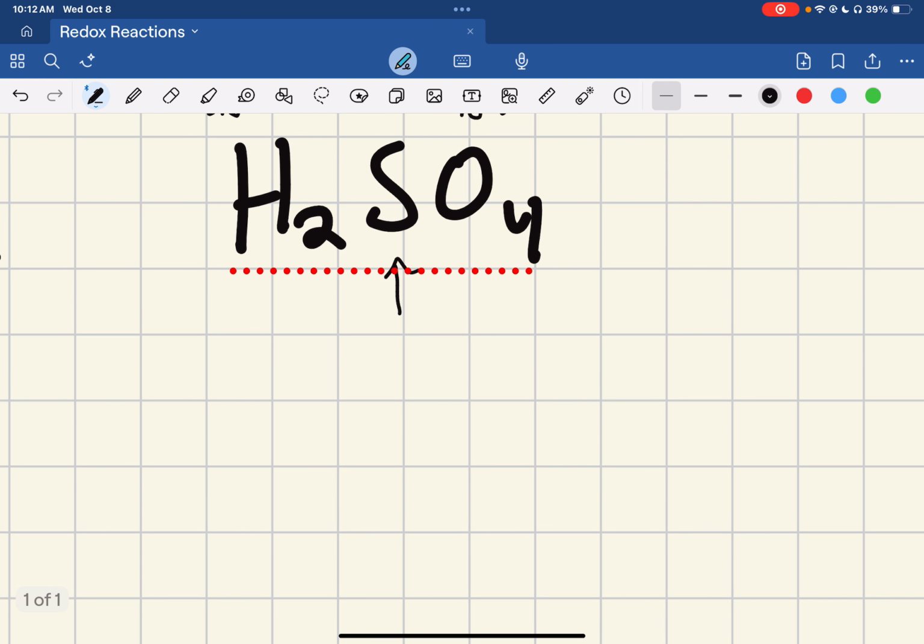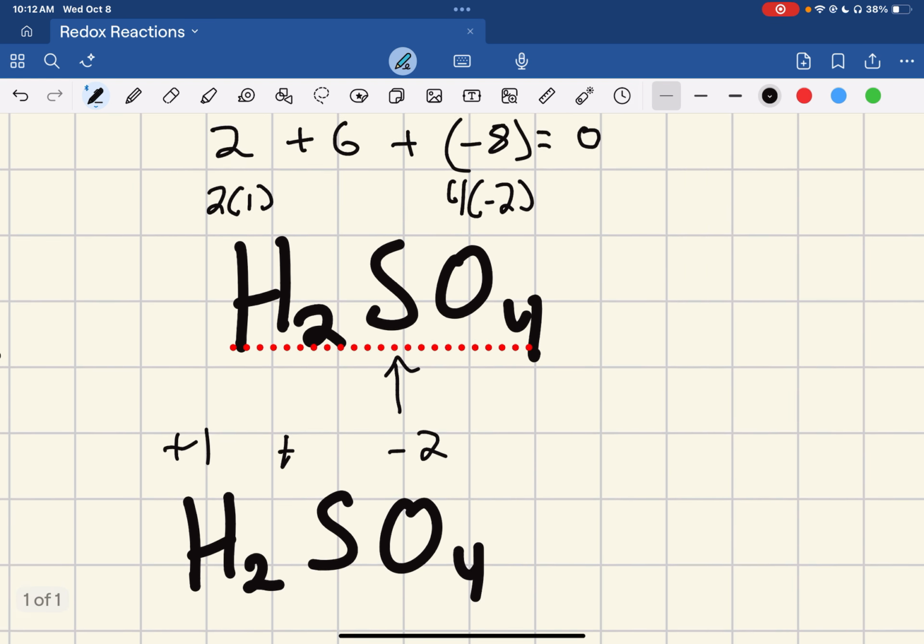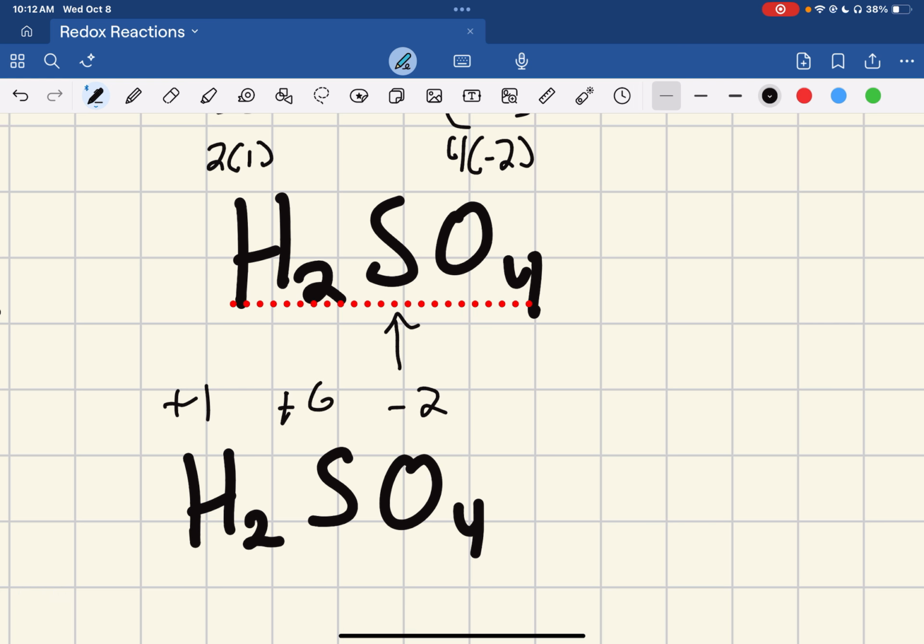So if I were to assign oxidation numbers to this compound, here's my sulfuric acid. Hydrogen all by its lonesome would be +1. Oxygen by its lonesome would be -2. And as we just discovered, sulfur's oxidation number is going to be positive 6, just like that. All right. So that's one of them.